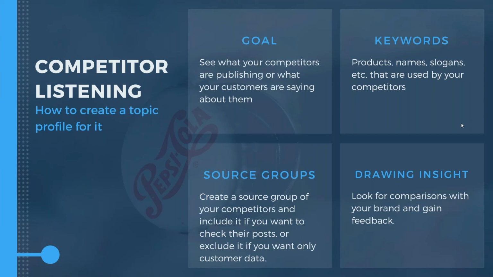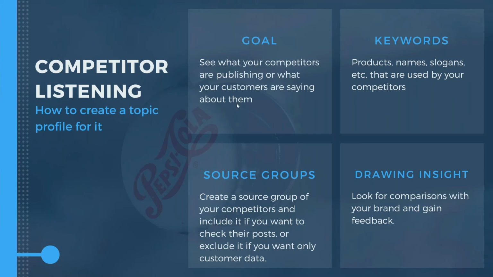As for the source group, when you're building the topic profile for competitor listening, you create a source group of your competitors and their different social media accounts, and then you either want to include that if you want to check their posts, or you can exclude it if you just want to see the customer data. Then drawing insights, one of the best things that you can actually take a look at when you're doing competitor listening using topic profiles is to look for posts that do comparison with your brand against your competitors, and gain insight or gain feedback from that.